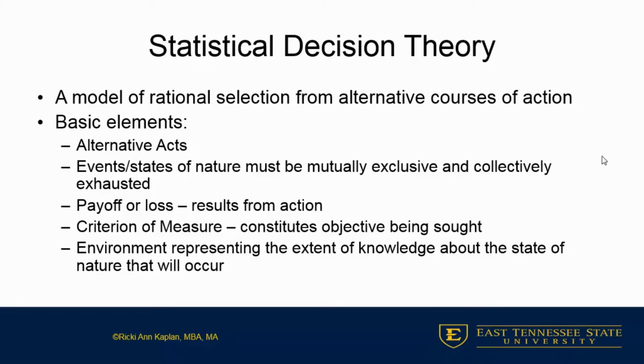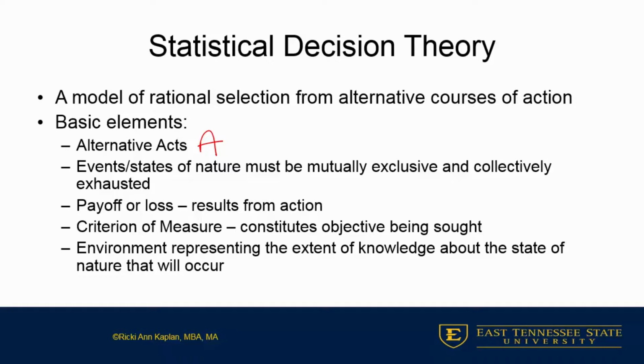First, we're going to look at statistical decision theory, a model of rational selection from alternative courses of actions. Now, this becomes very important because we're going to be using these terms later. So let's start looking at these basic elements and figuring out what they are, what they mean, so we can use them in our later problems. Our basic elements start with alternative acts. Alternative acts are often listed as A. The different acts that can happen. This is what we will be doing.